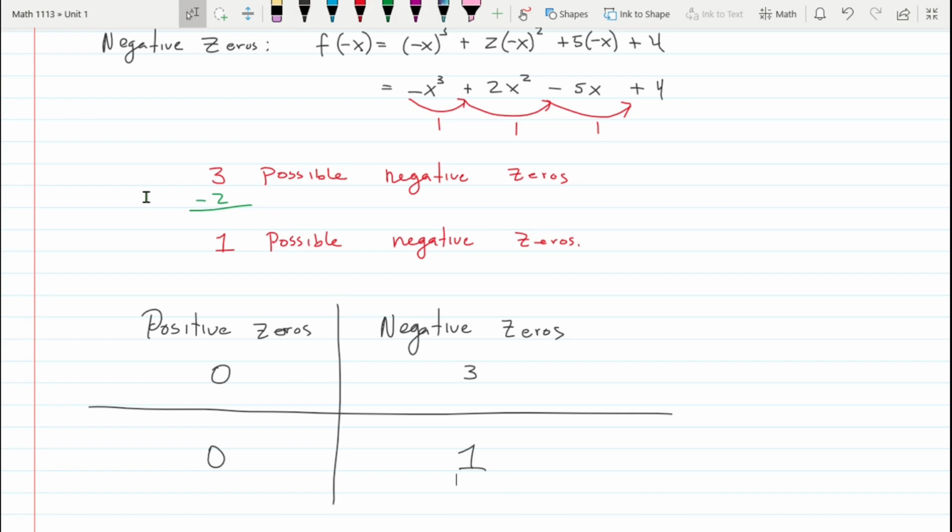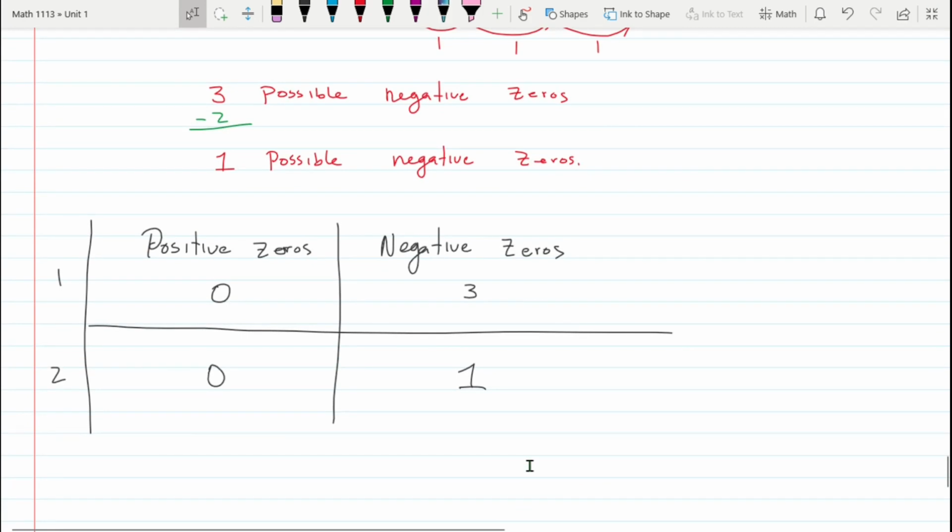Okay, so case 1 and case 2, where there is either 0 positive zeros and 3 negative zeros, or 0 positive zeros and 1 negative zero. What the definition doesn't tell us to do is to look for complex zeros. That means imaginary or just complex in general.